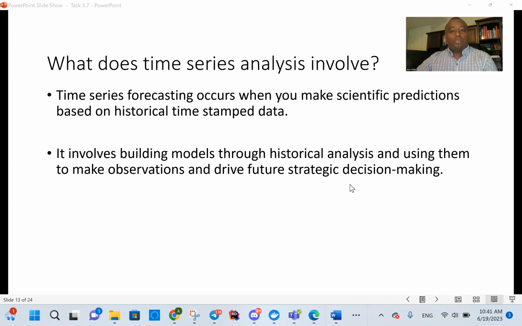Let's add one more point here. What does time series analysis involve? When we are talking about time series analysis, what is in it is a very important point of that discussion. Time series forecasting occurs when you make scientific predictions based on historical time-stamped data. It involves building models through historical analysis and using them to make observations and drive future strategic decision making.